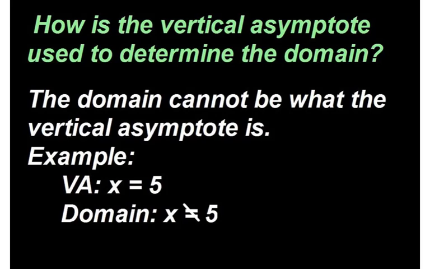Okay, this is for Algebra 2, and this is our second day of asymptotes. We're going to focus on horizontal asymptotes, but let's do a quick review on vertical. How is the vertical asymptote used to determine the domain? The domain cannot be whatever your vertical asymptote is. So if your vertical asymptote is x equals 5, your domain is x is not equal to 5.